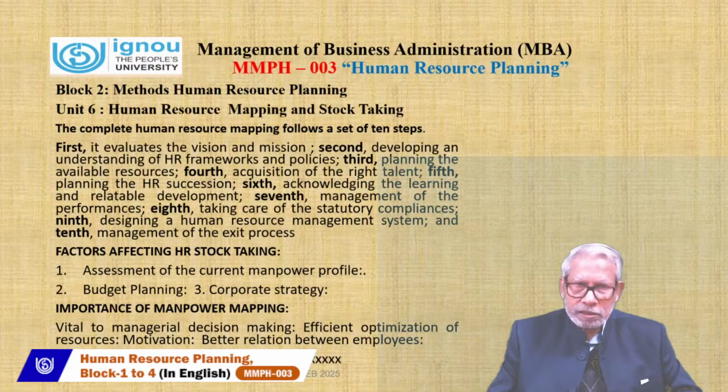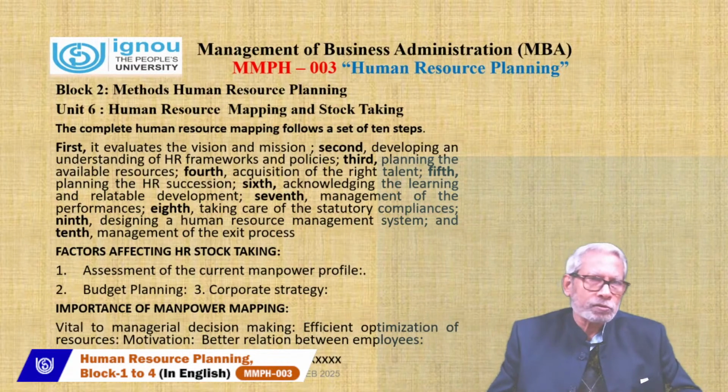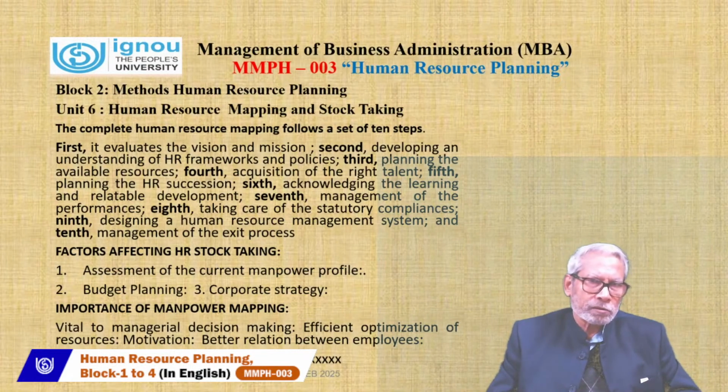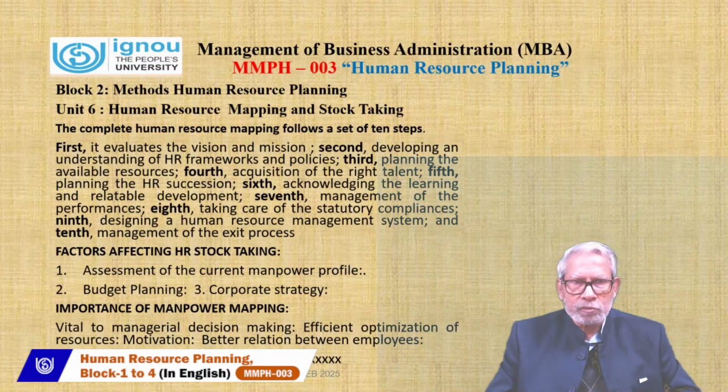Then planning the HR succession process, where after 5 years they will be manager, chief manager, DGM, GM. So that succession process should be there. And if somebody leaves, whether people are available or not to take this responsibility. So this is all part of the succession process. Then management of the performance, and then taking care of the statutory compliances and designing of the human resource management. So all are taking management of the existing process. So all are basically different steps for the mapping purposes.